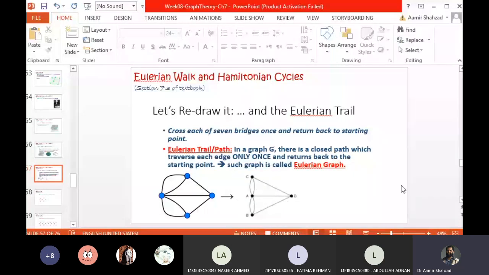So now the question is, instead of bridges we will use the term edges. If we start from any node, can I go through each and every edge only once? I may come back to my starting point, or I may not. If I can do this, it will be called an Eulerian path, or Eulerian trail, or Eulerian walk, or the graph itself should then be called an Eulerian graph. Before we solve this problem, and Naseer has already told us that it cannot be solved, we'll see why it cannot be solved.